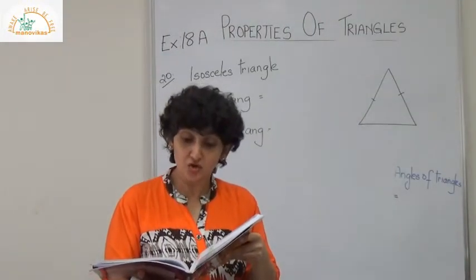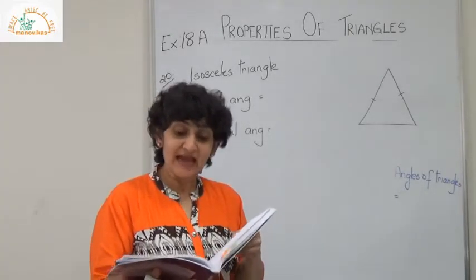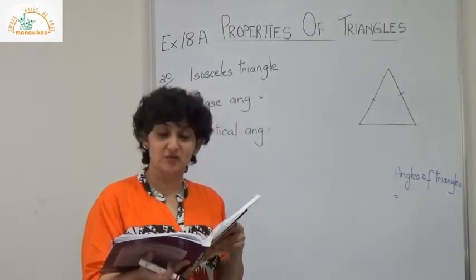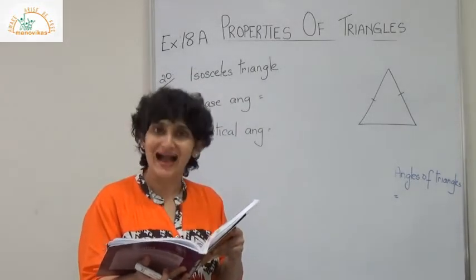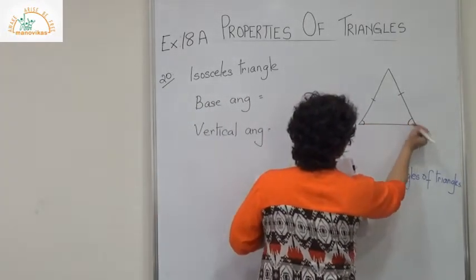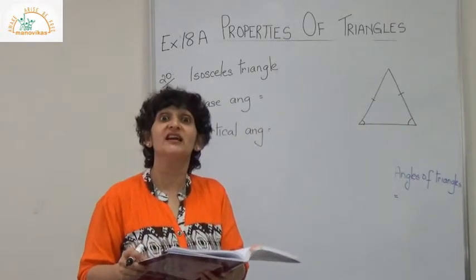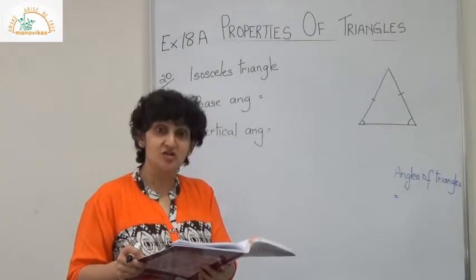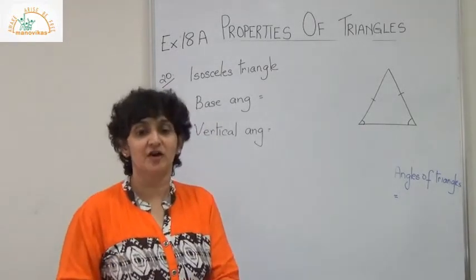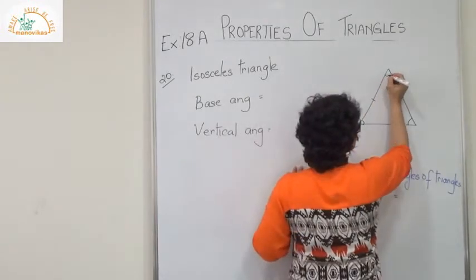Alright, children, I want you to do the 19th sum. I will do the 20th one now. In an isosceles triangle, again they are saying it's an isosceles triangle. Each base angle, which are your base angles, children? These are your base angles. They are saying each base angle is 4 times. Now it's not saying 4 more, it is saying it is 4 times its vertical angle. Find each angle.